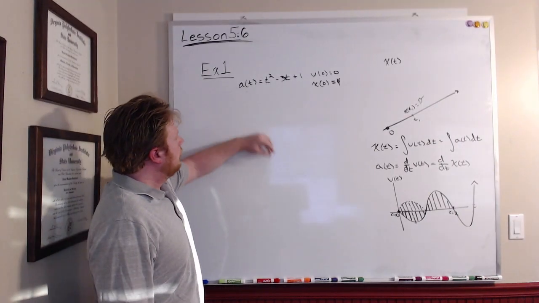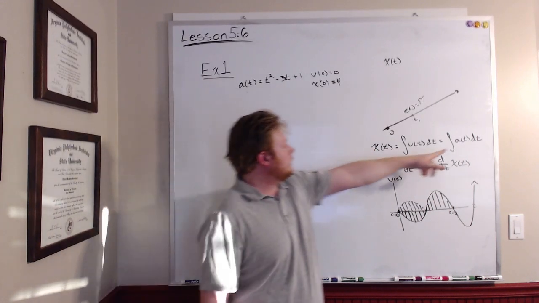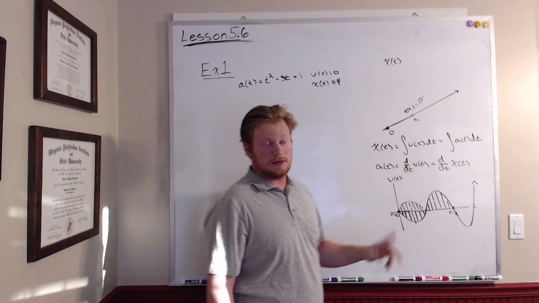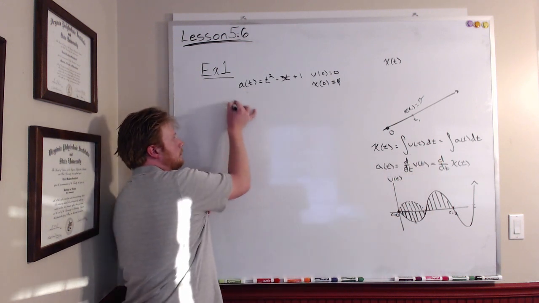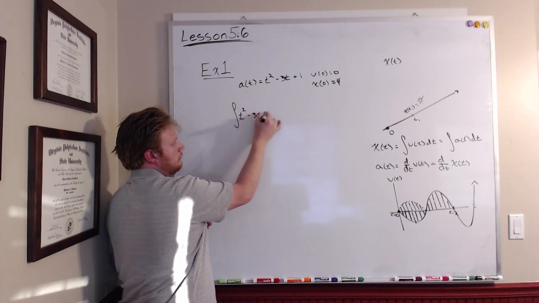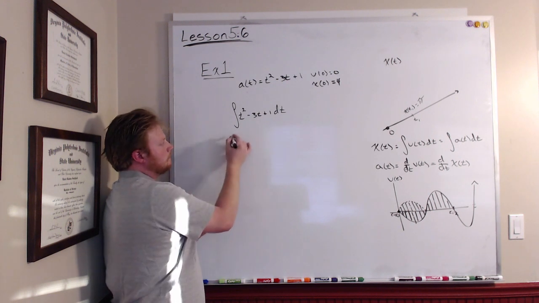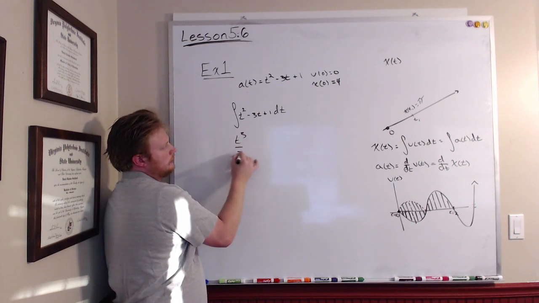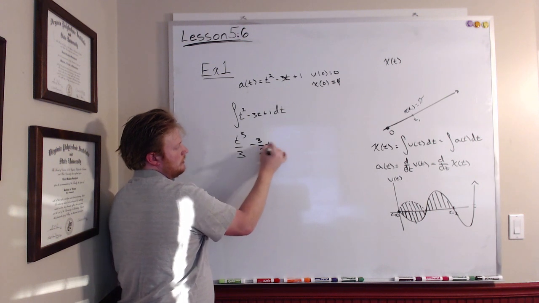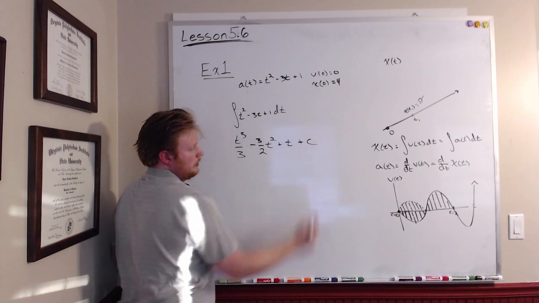Okay. All right, so to get to position given acceleration, I've got to integrate first to get the velocity and then integrate again to get the position. So let's start. The integral of acceleration, or the antiderivative here, would be t cubed over 3 minus 3 over 2 t squared plus t plus c.